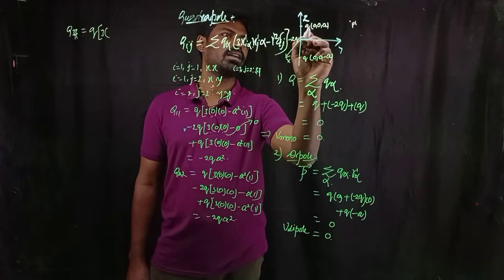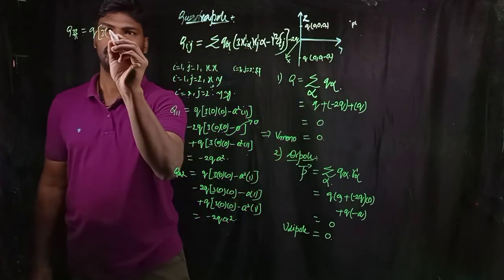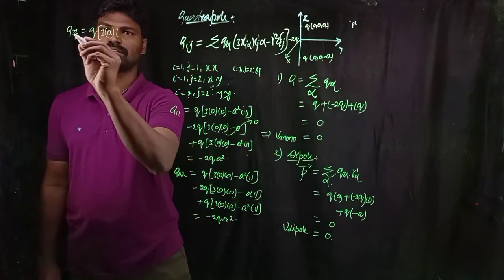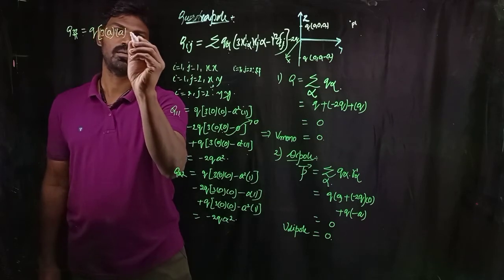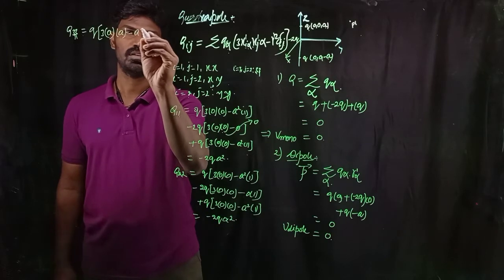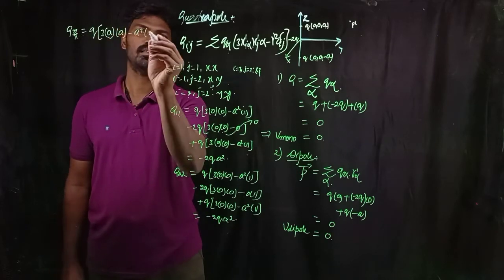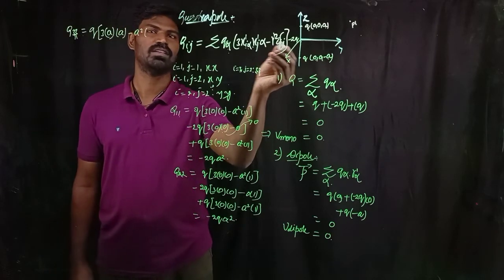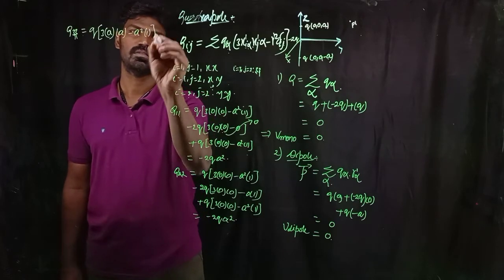So the third coordinate of this charge is how much? It is a. Into a, minus the distance of this charge from the origin, which is a square, into delta ij. When i is equal to j, the same index, delta ij value is 1.